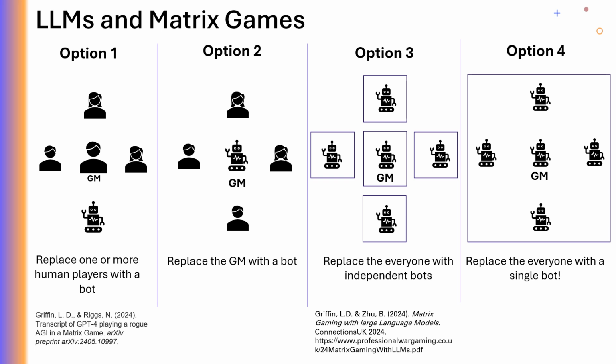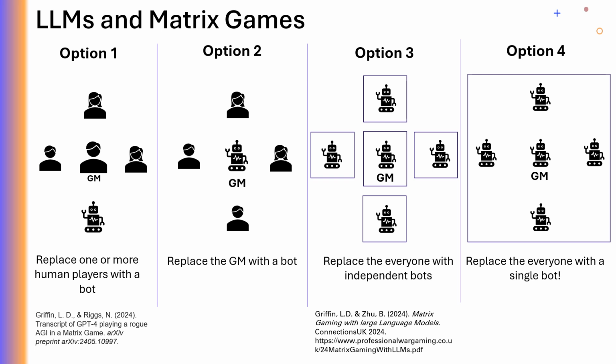I just haven't had the time to dig out the reference. The third option is that we actually replace everybody in the game with a bot, but each of those bots is quite independent. The advantage of this is it means that you can have secret discussions, and you can make sure that one player definitely doesn't know what the other player might be doing. And again, there's a reference at the bottom to a paper that was presented on Connections UK on some work that was done in that area.